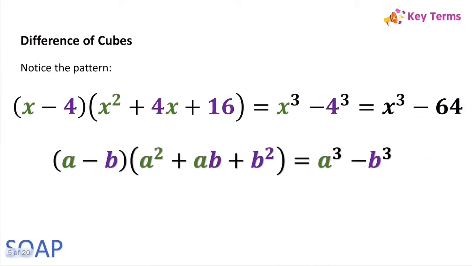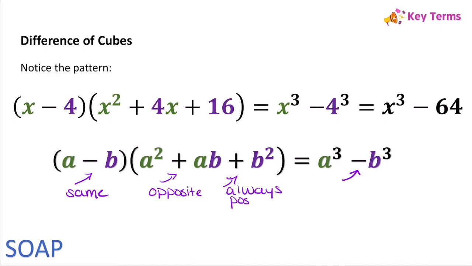So that's where we get the factoring pattern. A minus b times a squared plus ab plus b squared equals a cubed minus b cubed. We can still use that mnemonic SOAP to help us remember the signs, because you can see here the sign is negative. So this one will be same. The second sign will be opposite. And the last sign will always be positive. Okay, so that's how we can get this factoring pattern.